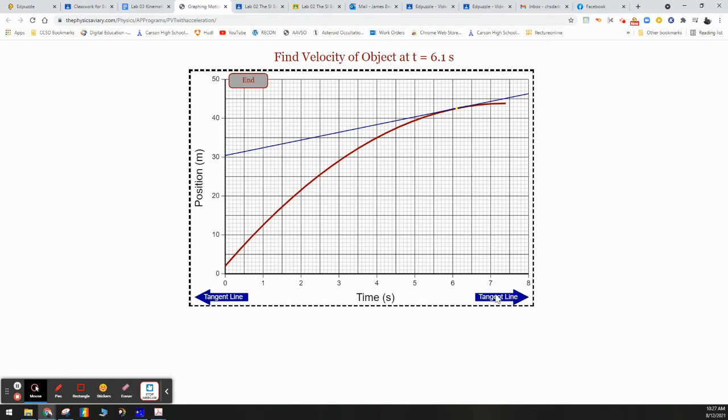If I was in a calculus class, I'd be finding the derivative at t equals 6.1 seconds. The slope of the tangent line at 6.1 seconds is the instantaneous velocity. This is like your speedometer telling you your exact velocity at a particular moment in time. So at 6.1 seconds, I need to find the slope of this tangent line, and that will be the velocity at 6.1 seconds.